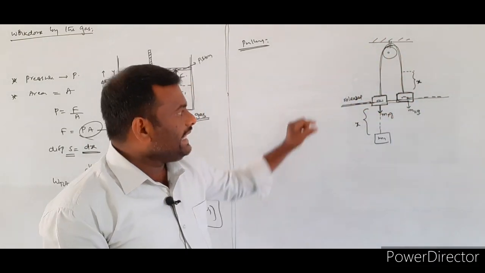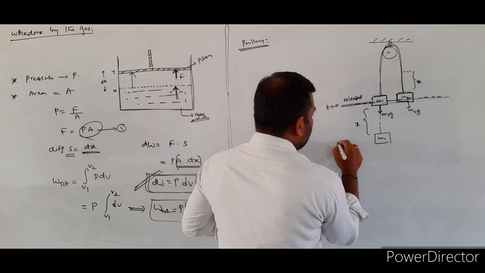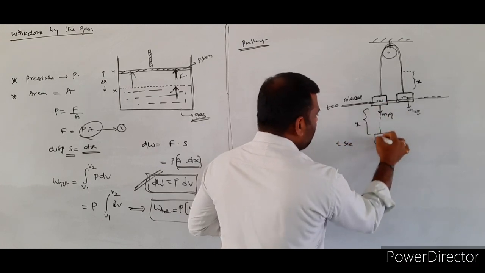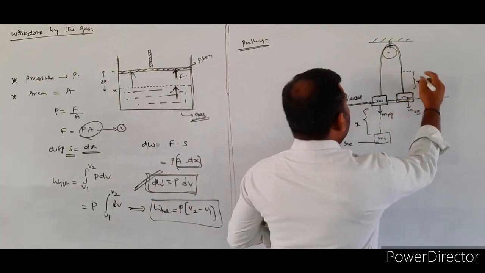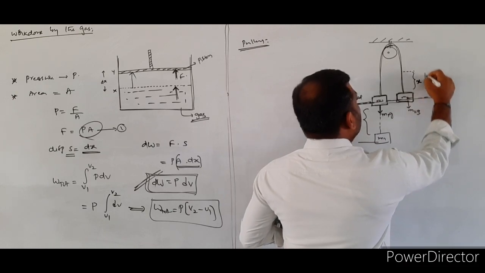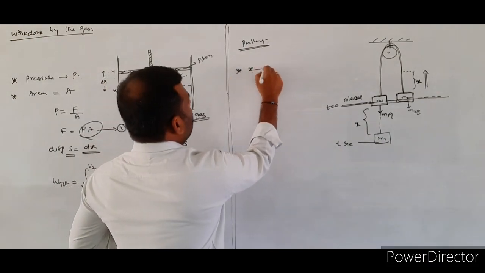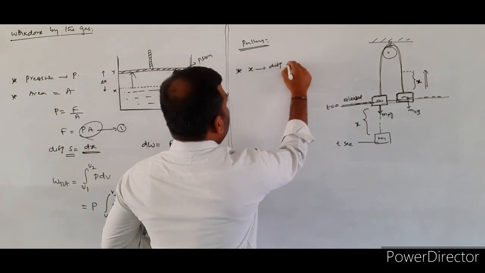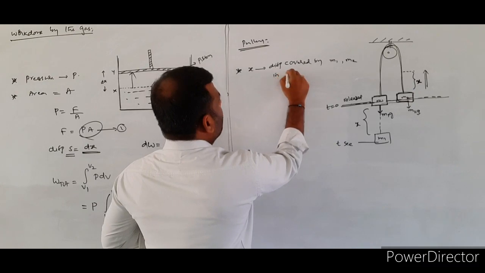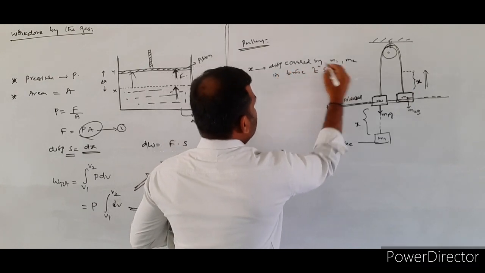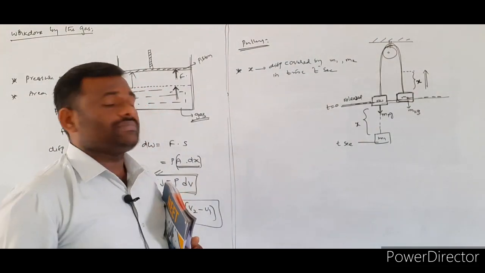I am assuming that they are released at t equal to 0, and in a time of t seconds, the m1 block reaches here by covering a displacement of x. At the same time, the m2 block is also covering the same displacement x in the upward direction. So x indicates the displacement covered by both the blocks m1 and m2 in a time of t seconds. m1 covers the displacement in the downward direction, m2 in the upward direction.